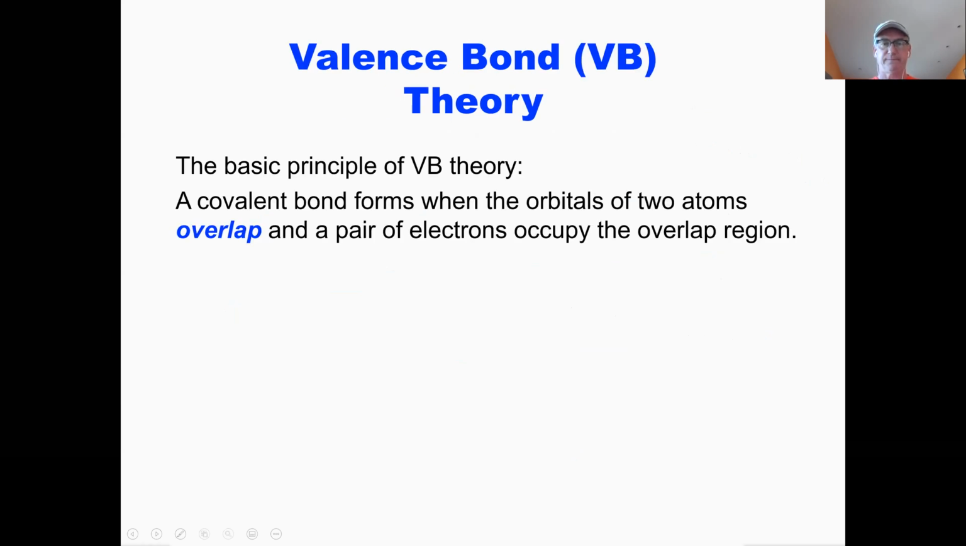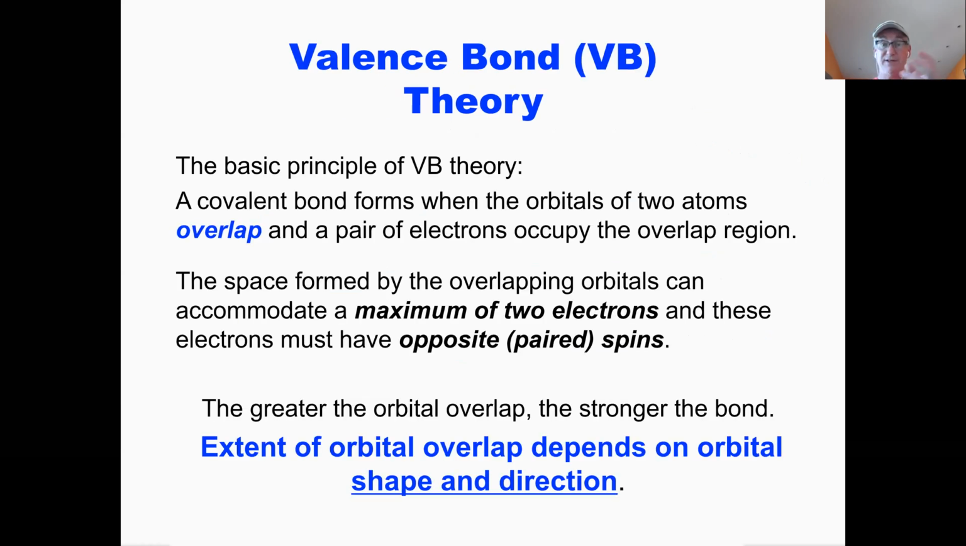So very, very basically, valence bond theory just says that you make a covalent bond when the orbitals of two different atoms overlap each other. Well, that makes sense, because if you have an orbital containing an electron here, and you have another orbital containing an electron here, and they come together in the same space, well, now you got two electrons in the same space. That makes a bond, right? So the space formed by these two overlapping orbitals accommodates two electrons, just like the atomic orbitals did.